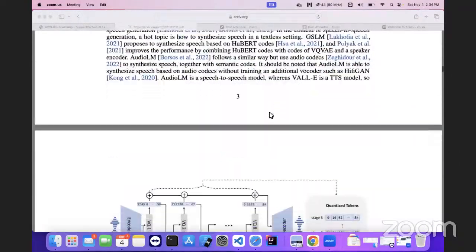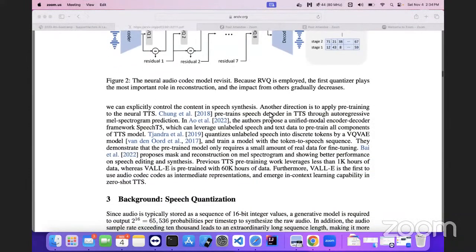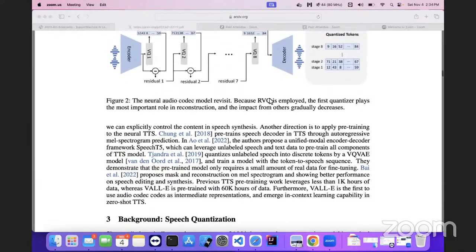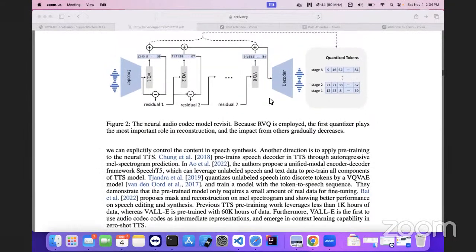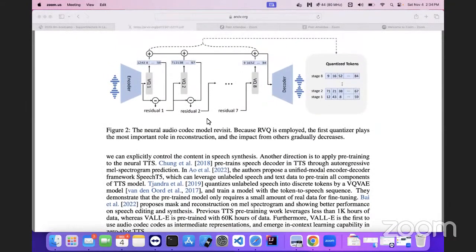I think this page 5 gives, okay, this is the neural audio codec model. This is Meta's work. I think they just tried to recap that. Okay, so you can think of it as similar to the autoencoder concept, but I think it's a little bit different. They have what is called the residual vector quantization concept.